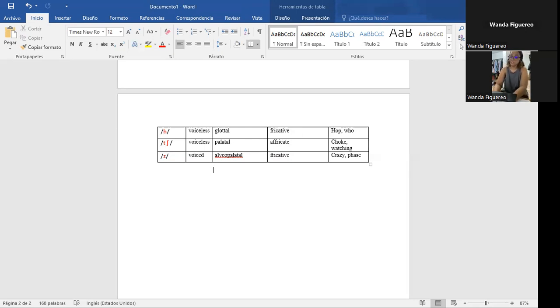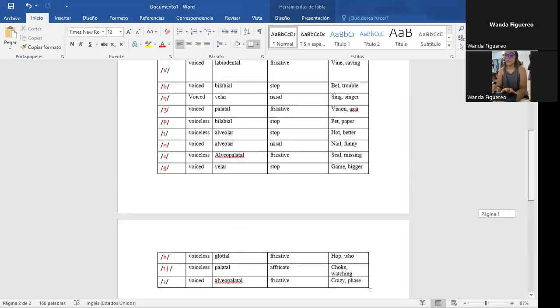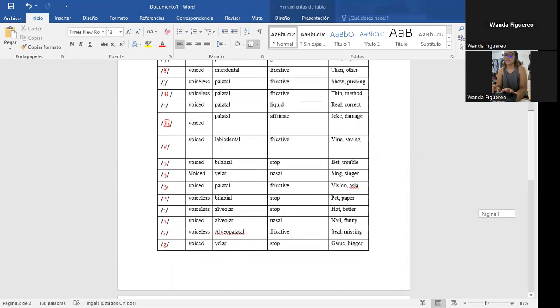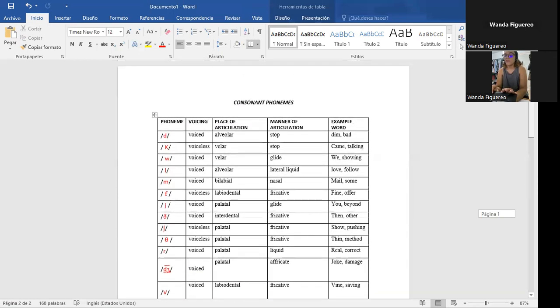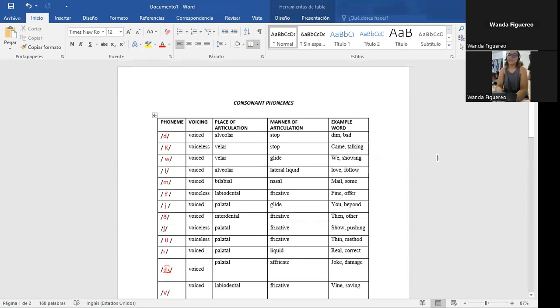So this is everything for today. I hope you have learned even a little about how sounds are described according to their places of articulation, their manner of articulation, and their voicing. I also hope these examples were helpful for you.